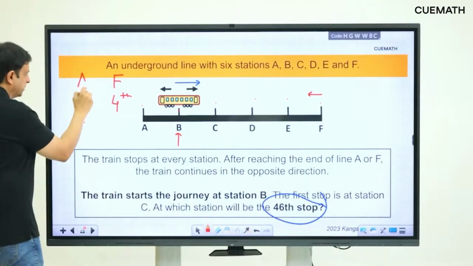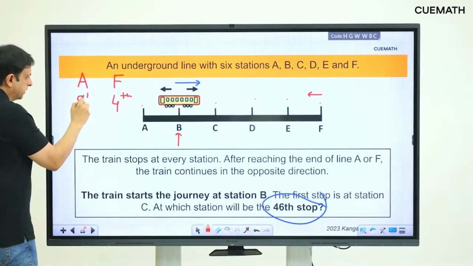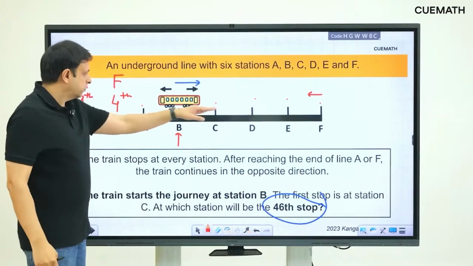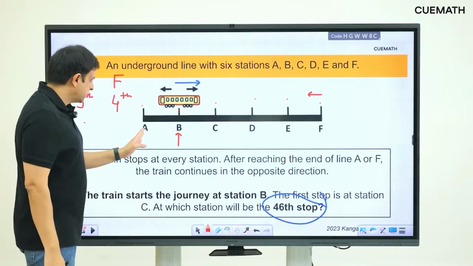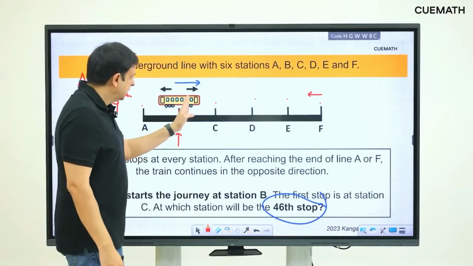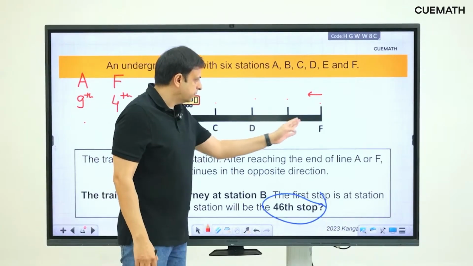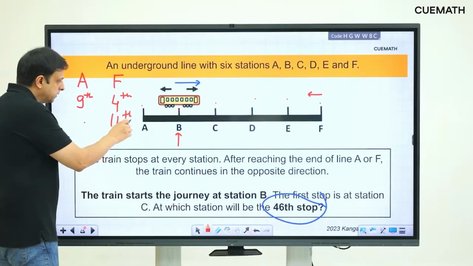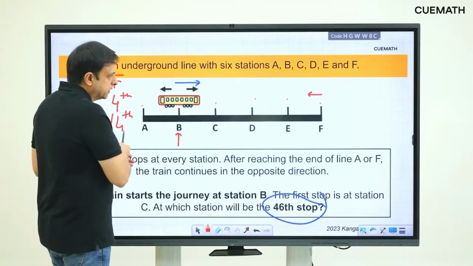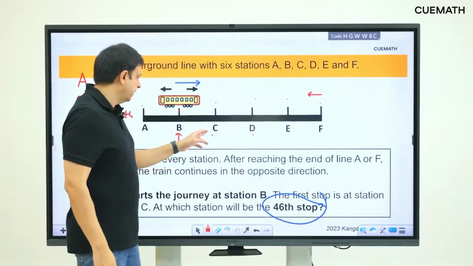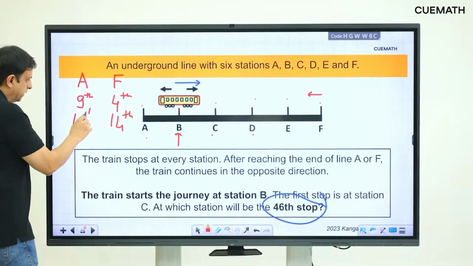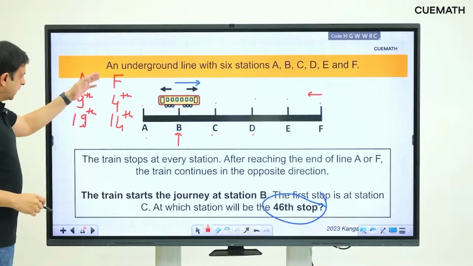So I will put station A over here, and this is the 9th stop in the sequence. And then the train reverses direction again, so it starts going towards F again. So station A was 9th, then B would be 10th, C is 11th, 12th, 13th, 14th. So station F is then the 14th stop in the sequence, and then the train reverses direction again. So 15th, 16th, 17th, 18th, 19th. So station A is the 19th stop again, and now you can start to see the pattern.